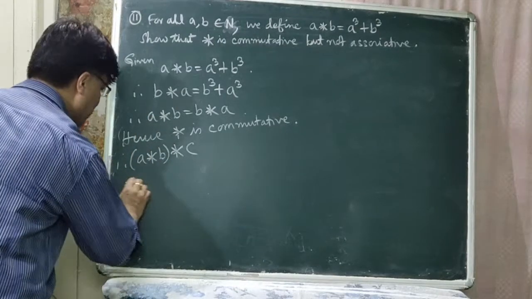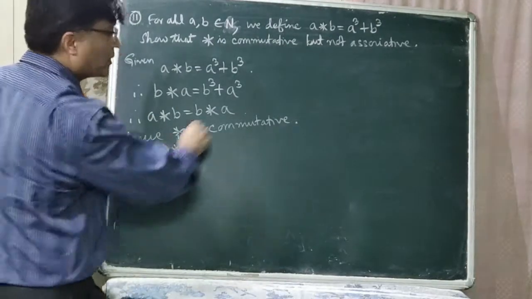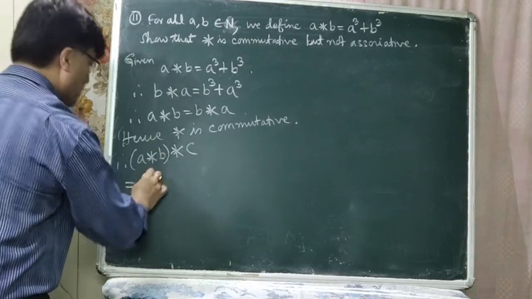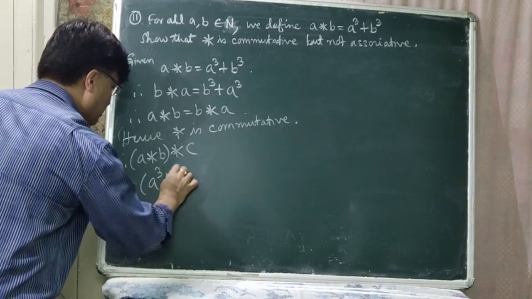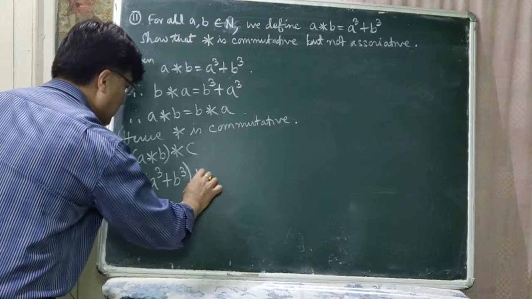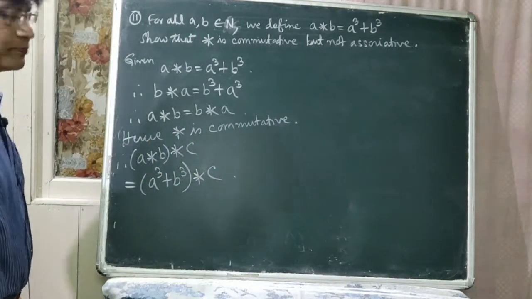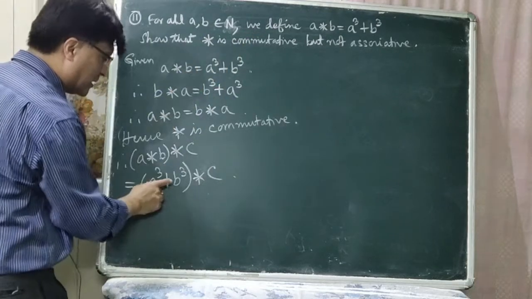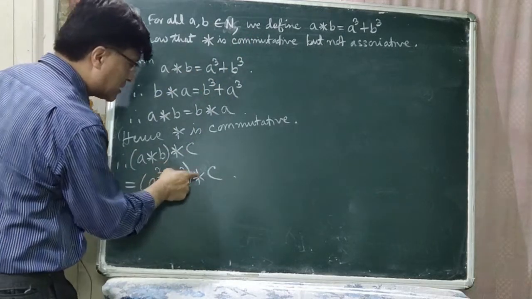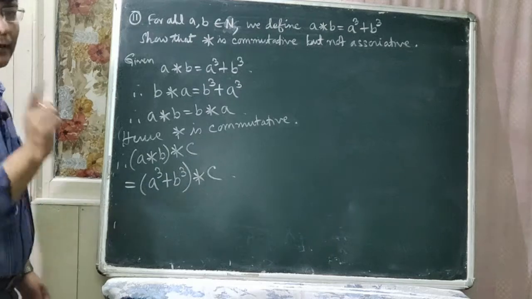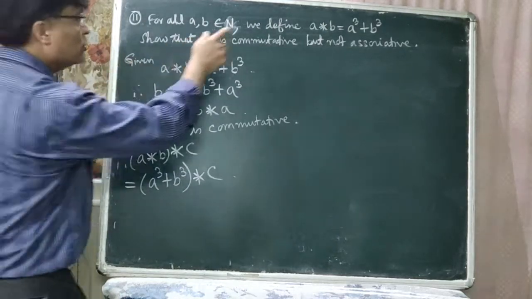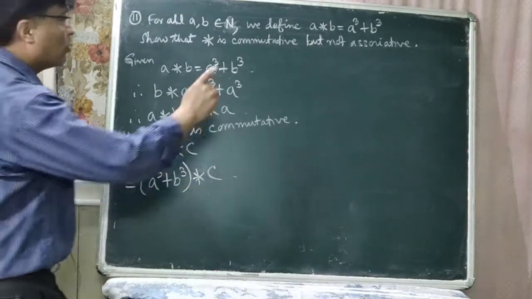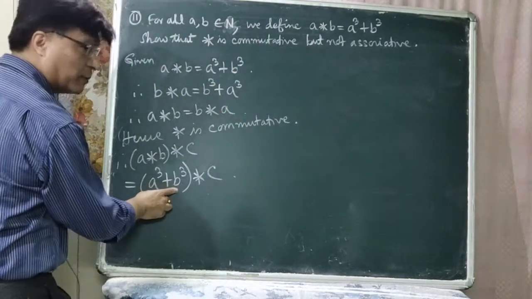Okay. So which is equal to, what is A star B? You know that this is A cube plus B cube. So A star B is what? This is your A cube plus B cube. Then this is star C. So you know that this is A star B is defined as what? A cube plus B cube. And then star C is there. Now again you have to use the same expression A star B. Now let us take this A as A cube plus B cube.